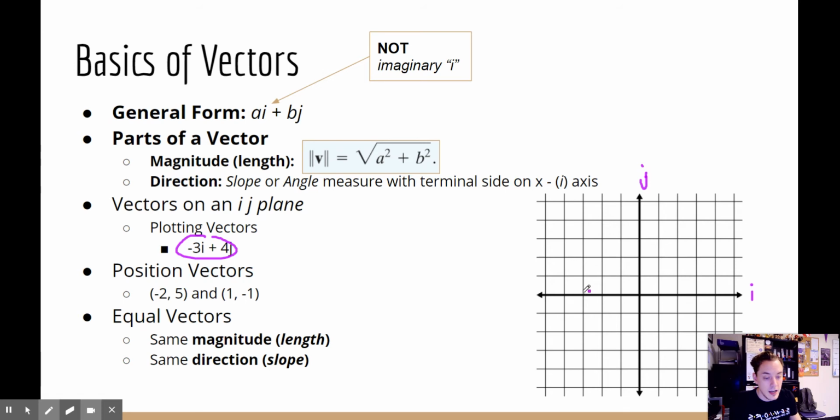So negative 3i, so this is negative 3, and then plus 4j. So this is 4. And so I plot it right here. And it's as simple as that. So what this is, guys, is what we call a vector. I mean, I know I didn't really do that well, but this is what we call a vector.